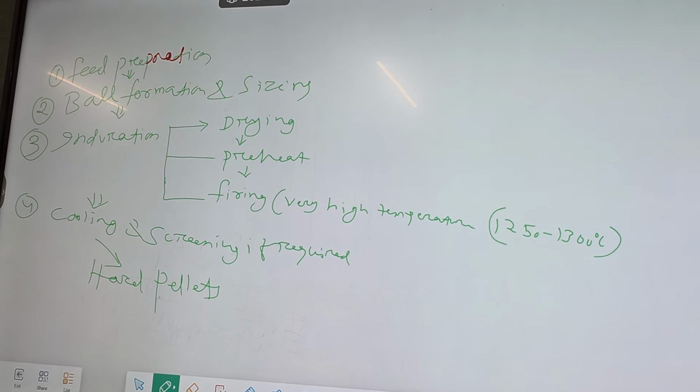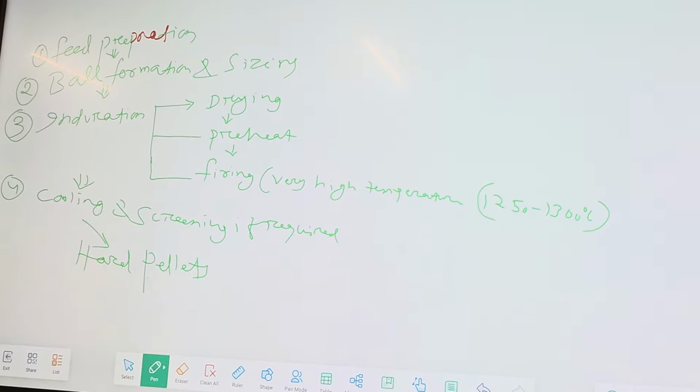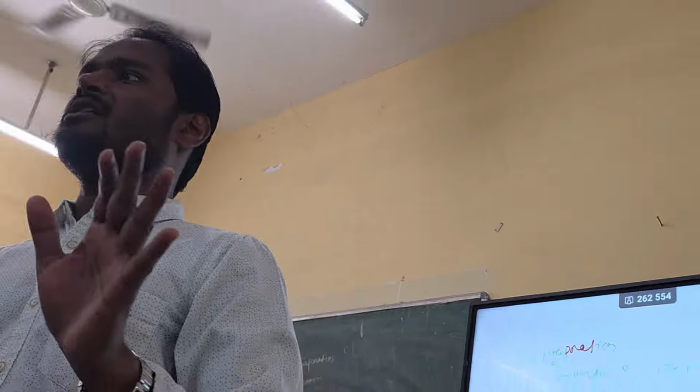This is the sequence of making pellets. So first step is the feed preparation. Feed preparation is very simple. What you need? You need fine iron ore concentrate, right? You need binders. You need moisture. You prepare it. It is ready now. You collect all the materials and make it ready.